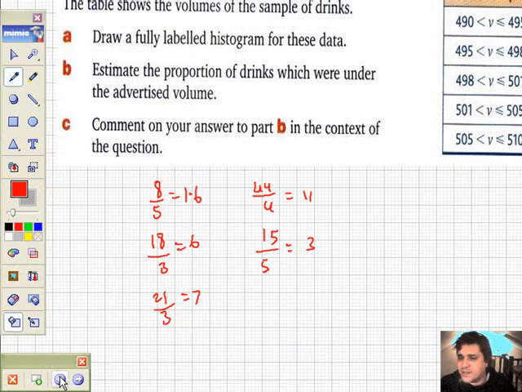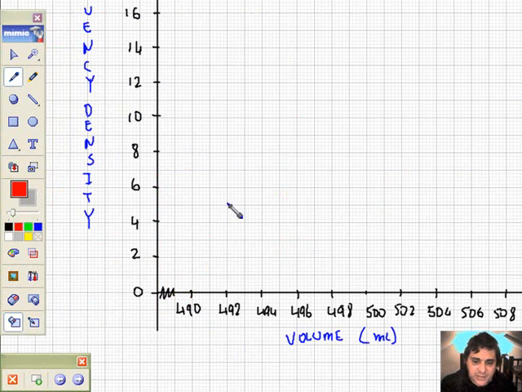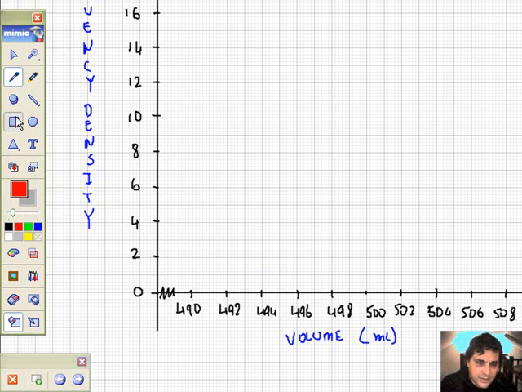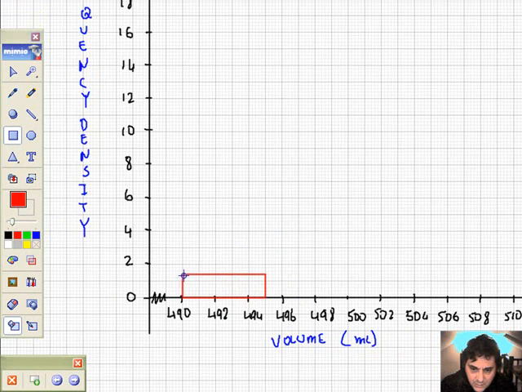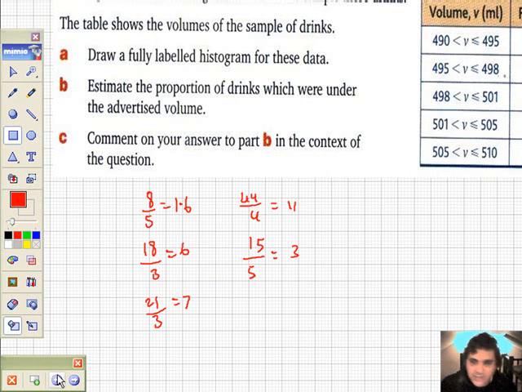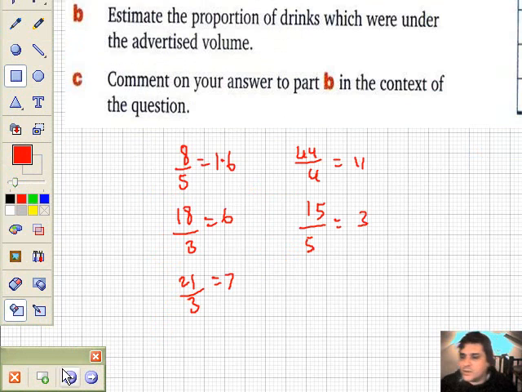Anyway, so 90 to 95, FD 1.6. 90 to 95 is in that column there, in red, I hope, 1.6. Yep, that's good enough. Next one, we've got 95 to 98, FD of 6.